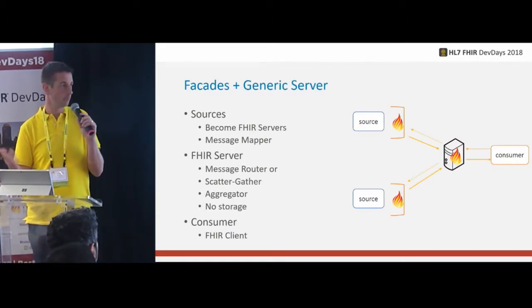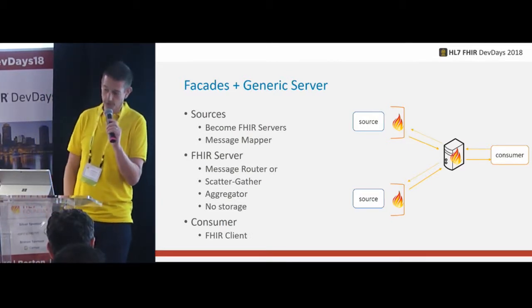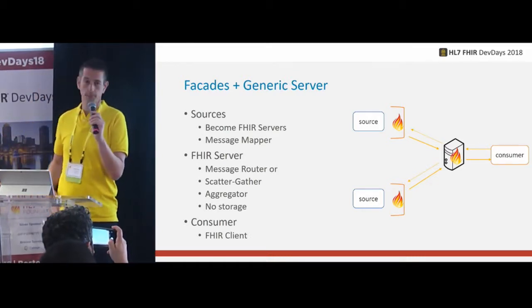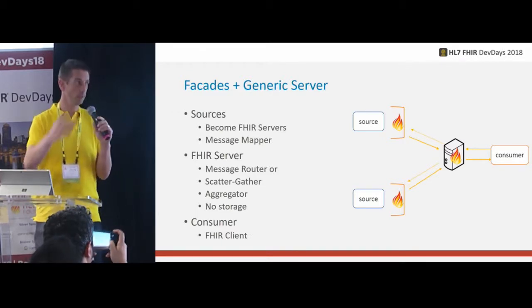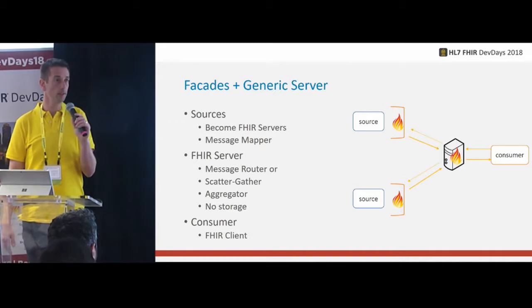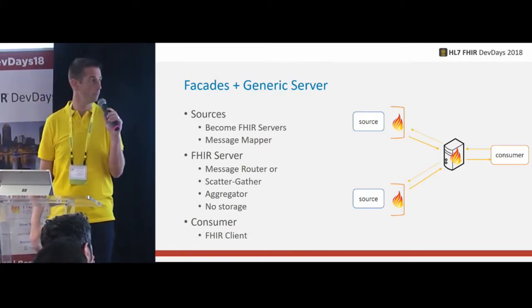Well, you can infinitely combine these things. You could make facades on the source and then put a generic FHIR server in the middle, which essentially makes the FHIR server a router. So it gets a request, it routes it to the various facades, gets the data, combines it in a single response and sends it back to the consumer.